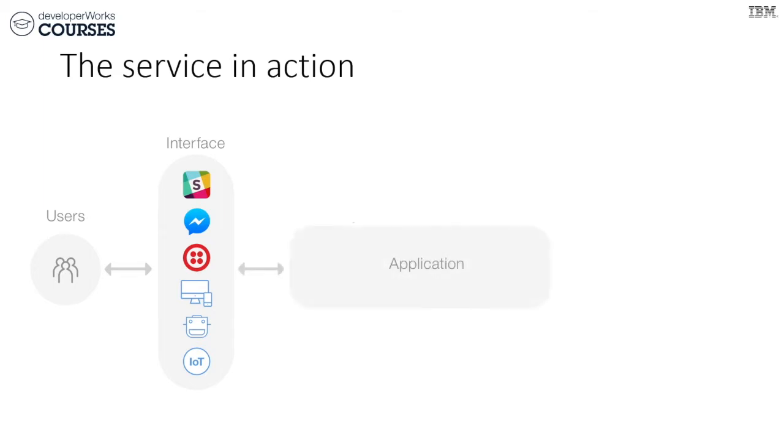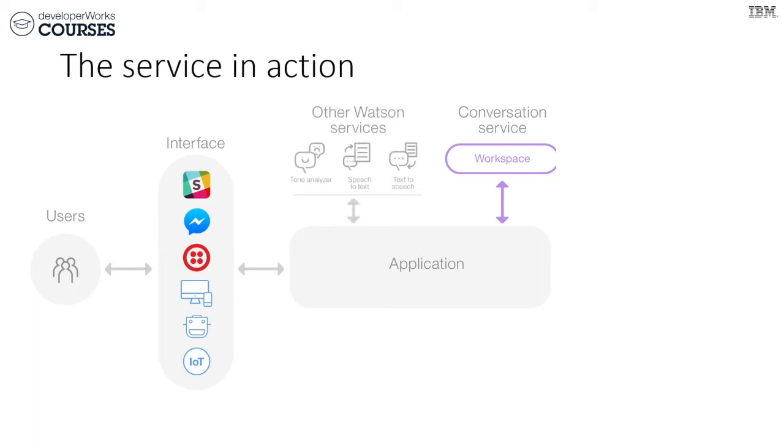Once a message is received by the interface, it is sent to the application. Once in an application, we send the user's request to the conversation service where Watson determines what it is a user wants done. From there, multiple things can happen. We can pull in other Watson services as needed, or we can send the request off to the backend system to retrieve information to return back to the user.